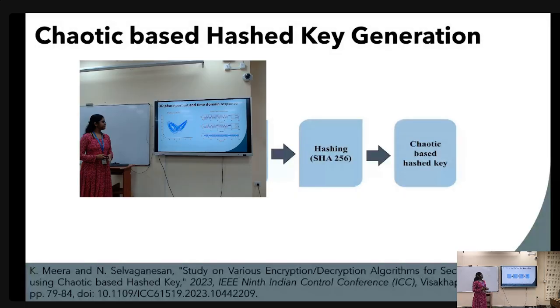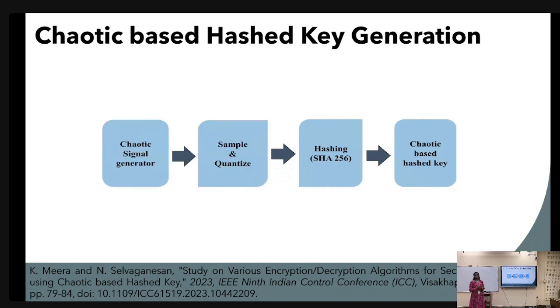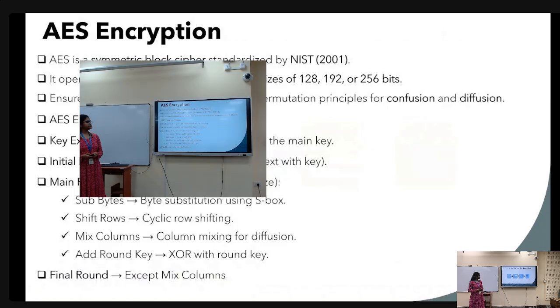This is the mechanism for generating the chaotic-based ASCII key. From the chaotic signal generator, we got our chaotic signal. We have chosen the next one, and then we sample and quantize. That quantized value is given to the algorithm called SHA-256, a hashing algorithm which will generate a fixed length digest. And then we get a chaotic-based ASCII key. Actually, this work was published in the IEEE Indian Control Conference, in 2023. Using this approach, we are generating the keys.